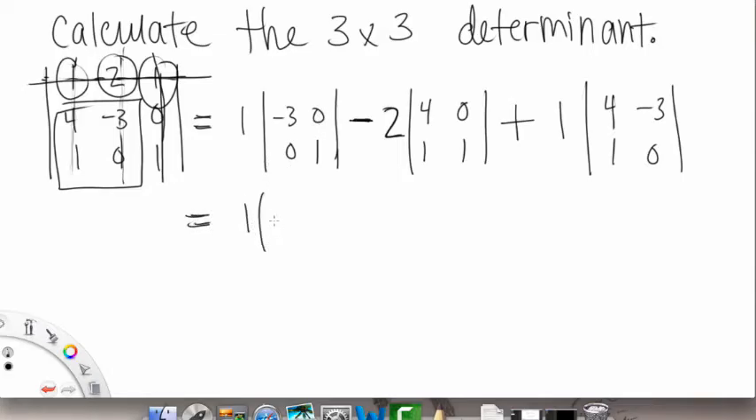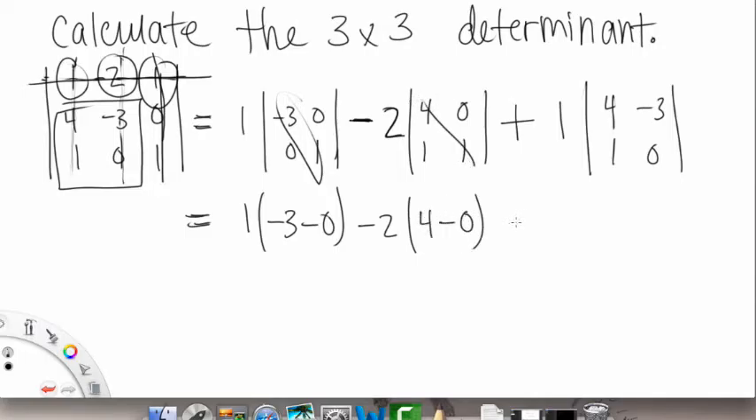So we have a 1 times what? We're going to find the product of negative 3 and 1. So that's just a negative 3 minus 0. Okay? And then we have a negative 2. And for the 2 by 2 here, we have a 4 times 1 minus 0 times 1, so that's just a 0. And for the last one, we have a 1 times what? 0 minus a negative 3.